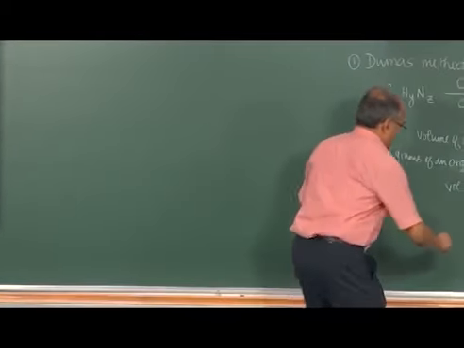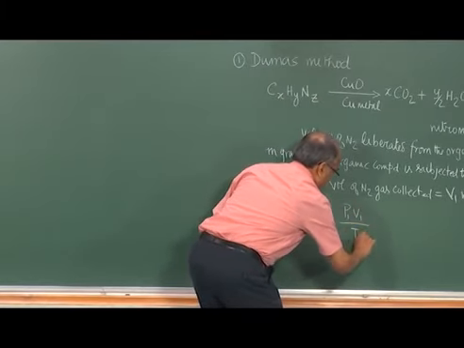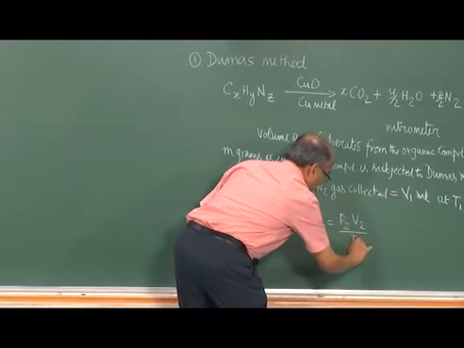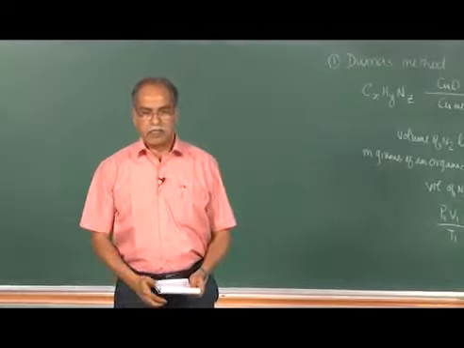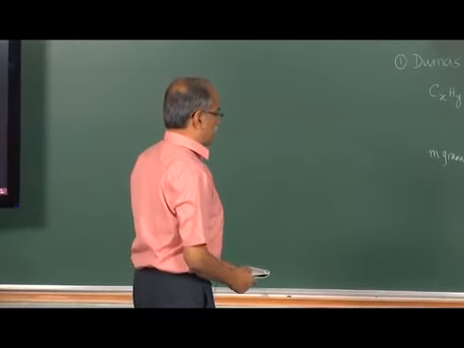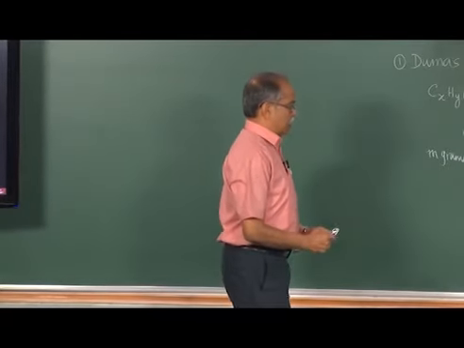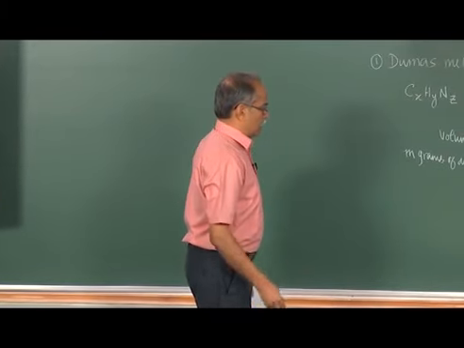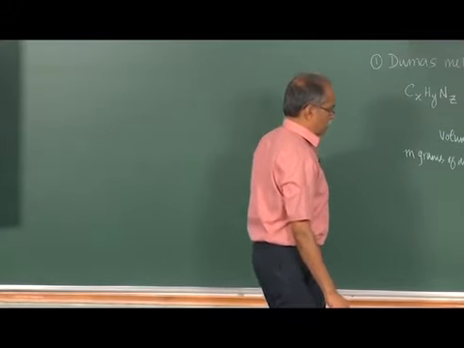Then one uses the equation P1 V1 by T1 is equal to P2 V2 by T2 in order to find out the volume of nitrogen gas that is collected under standard temperature and pressure. In other words, at 273 Kelvin temperature and 760 millimeter of mercury, that is 1 atmosphere of the pressure of nitrogen.